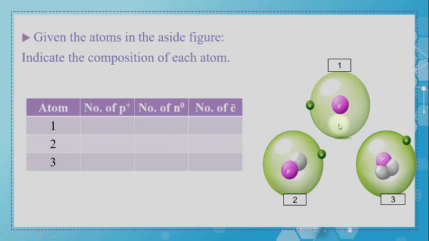For the first atom, we have 1 proton, 0 neutron, 1 electron. For atom 2, we have 1 proton, 1 neutron, and 1 electron. For atom 3, we have 1 proton, 2 neutrons, and 1 electron.